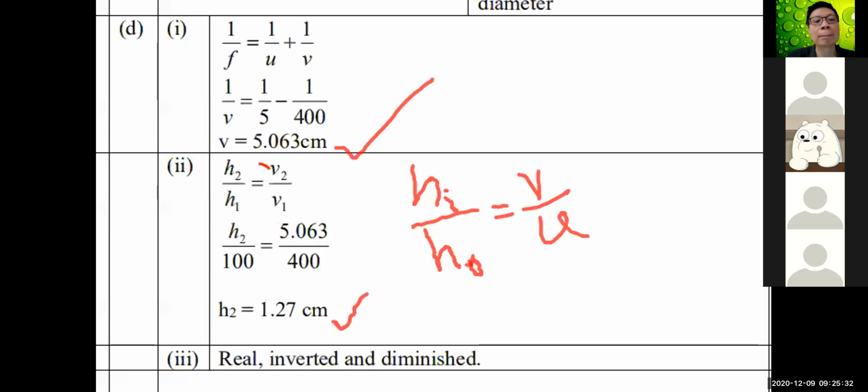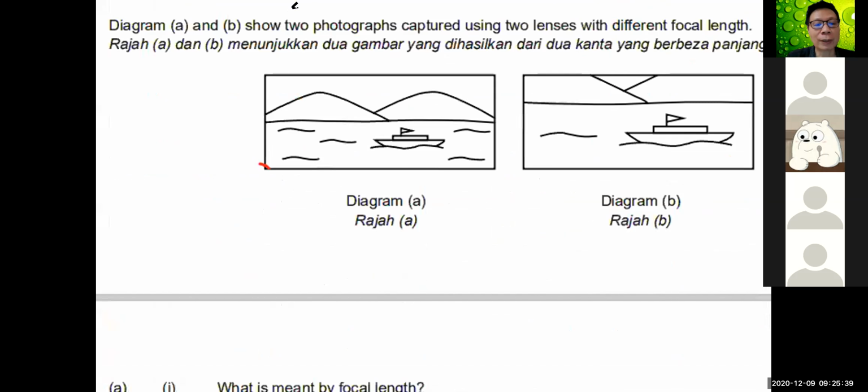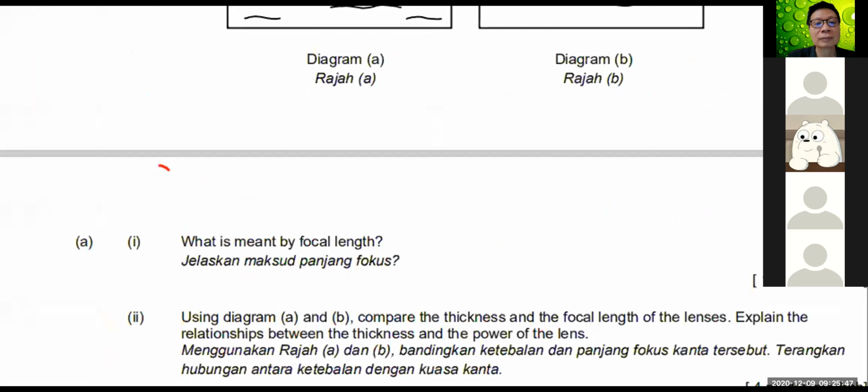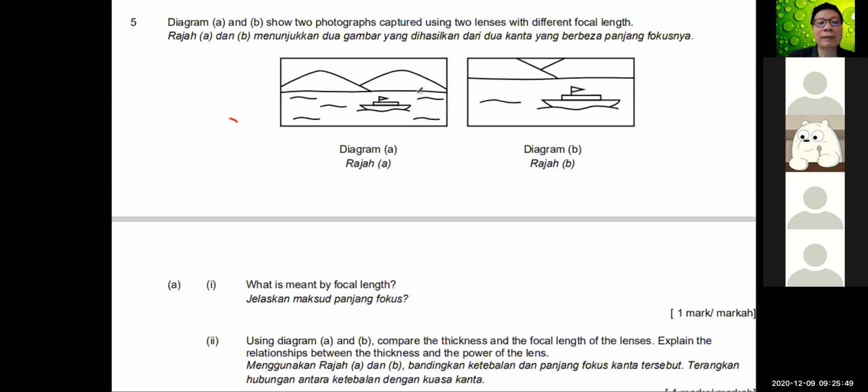Okay, one more question. We go a little bit more. Finish this one. Next one. This is about what? The diagram shows two photographs captured using two lenses with different focal lengths. This picture looks smaller. This one becomes bigger. You see or not? Nearer, making it bigger, isn't it? What is meant by focal length? It's the same question they ask again.